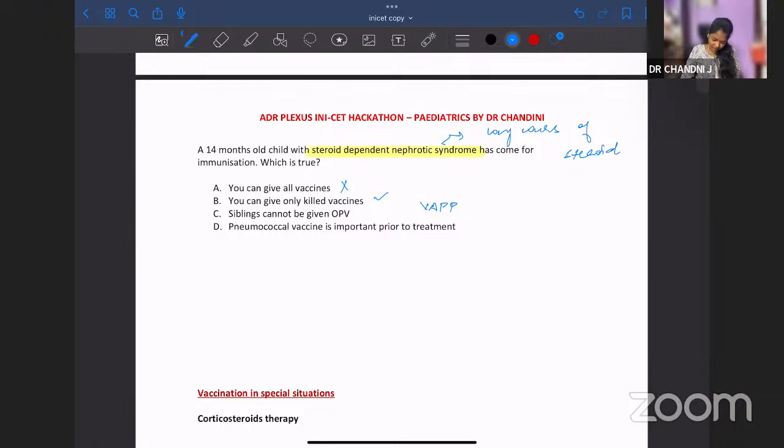Next, pneumococcal vaccine is important prior to treatment. Yes. You give pneumococcal and varicella vaccine prior to the treatment for a long course of steroid. So this is a multiple option question. So all these three are true.